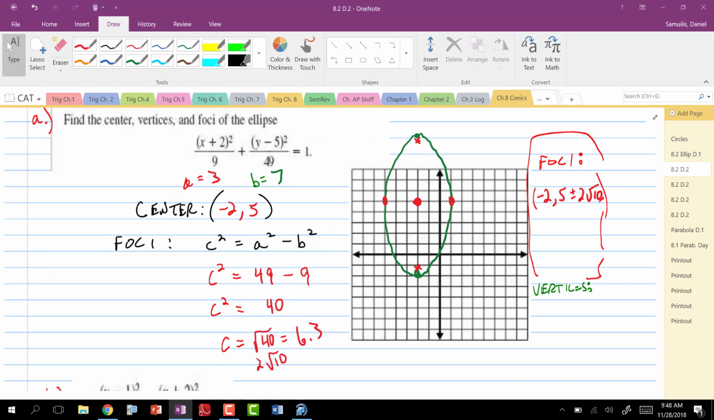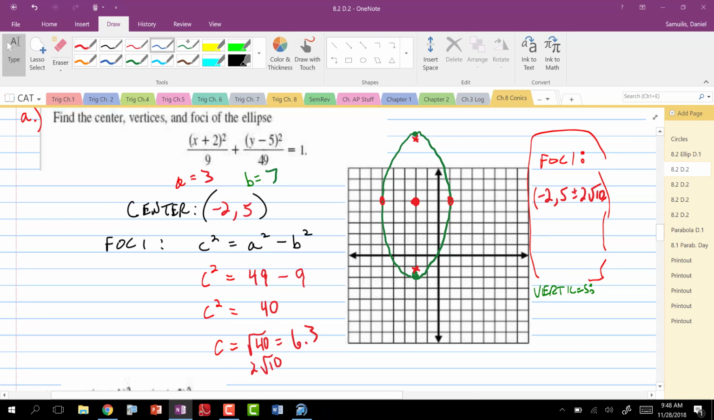And then what are the vertices? I am going to write that down so that you get this word down that I really do not like for ellipses, because I really feel like there's two sets of vertices. There's the minor axis vertices and the major, but for some reason they like the major axis vertices. So they're major axis, so they call them vertices.